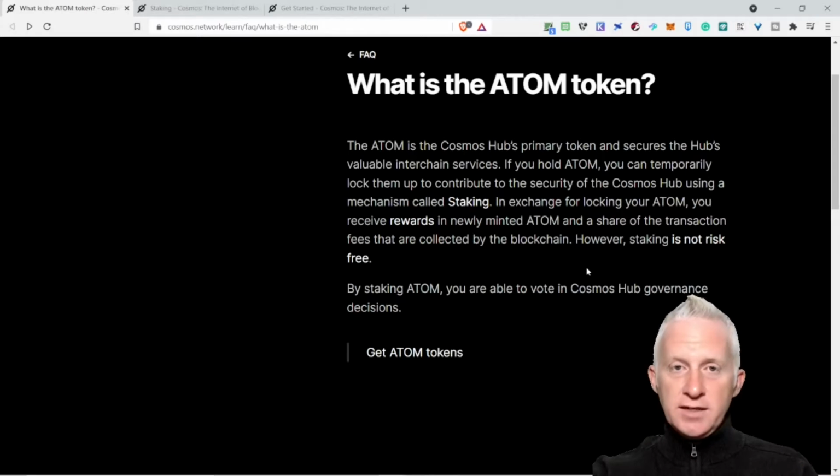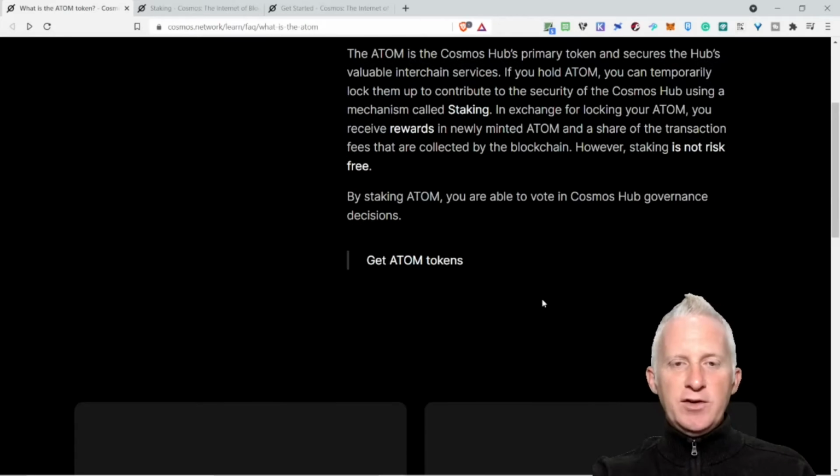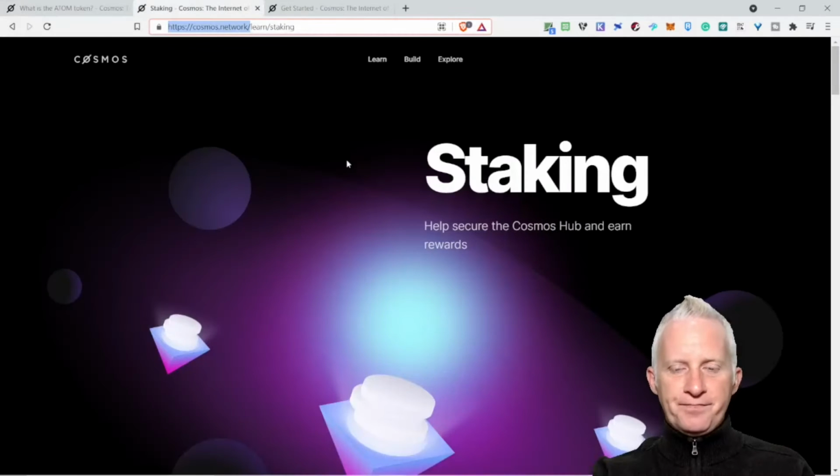However, staking is not risk-free. By staking Atom, you're able to vote in Cosmos governance as well. So when you stake, you can take part in the governance of Cosmos. So you can get Atom now. I'm going to jump to the staking section. I want to emphasize today what Atom is and what the staking mechanisms are.